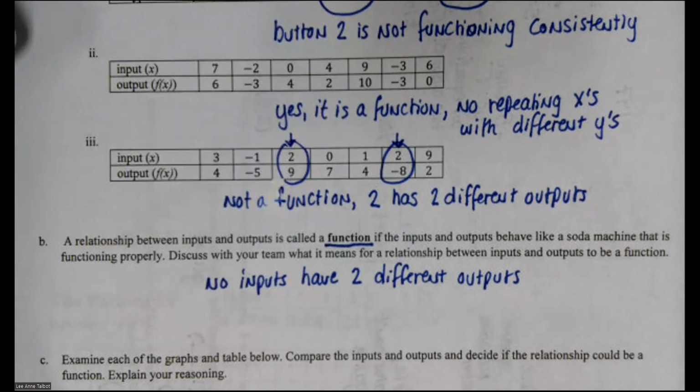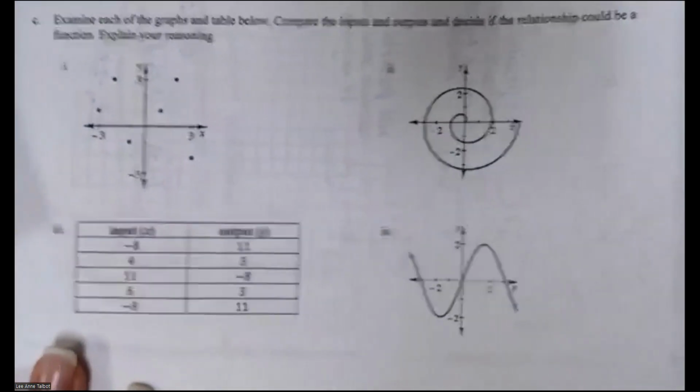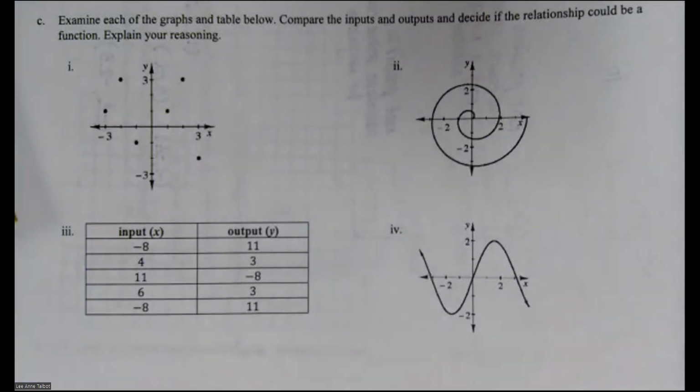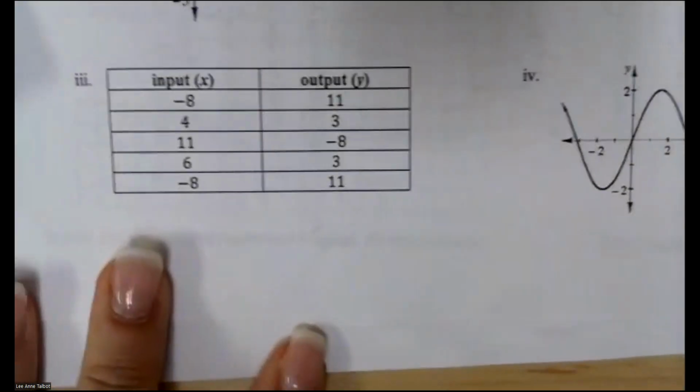Okay, now scroll down to the bottom of the page where the table and graphs are. I mean, I have to scroll for real, but you guys don't really have to scroll for real. Examine each of the graphs and table below. Compare the inputs and outputs and decide if the relationship could be a function. We're going to start with number 3 because it's a table. I taught you guys how to do tables, but I have not really taught you how to do graphs yet. It's the same exact concept, but there's actually an easier way to look at a graph. So let's start with the table.